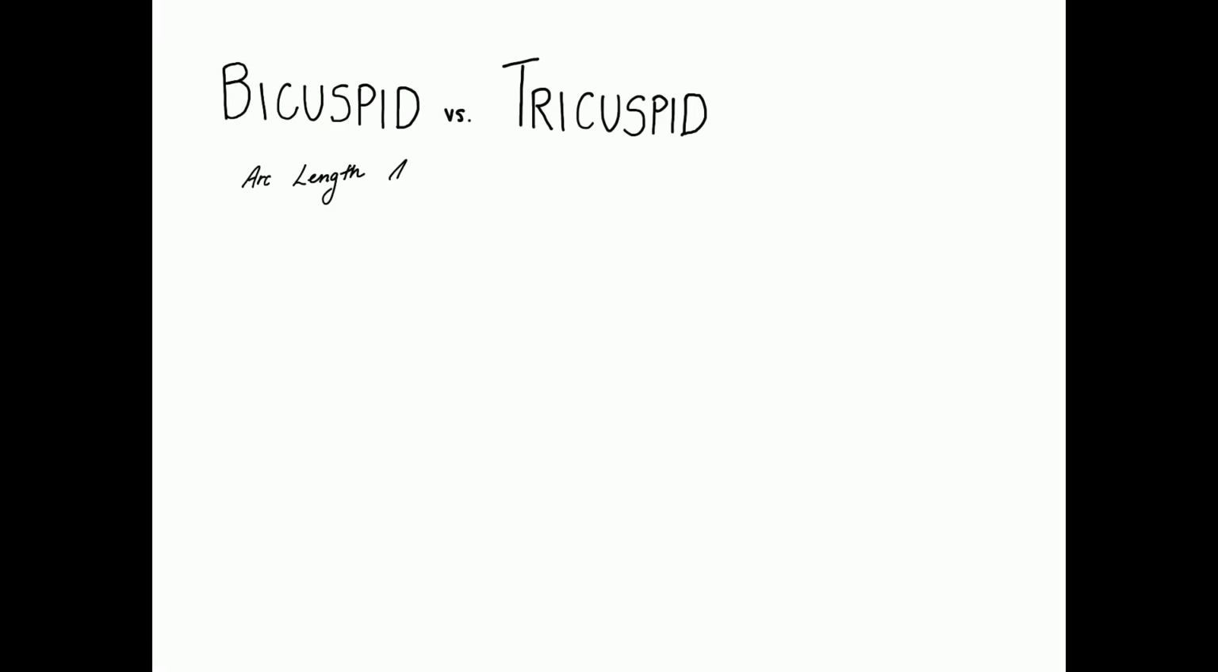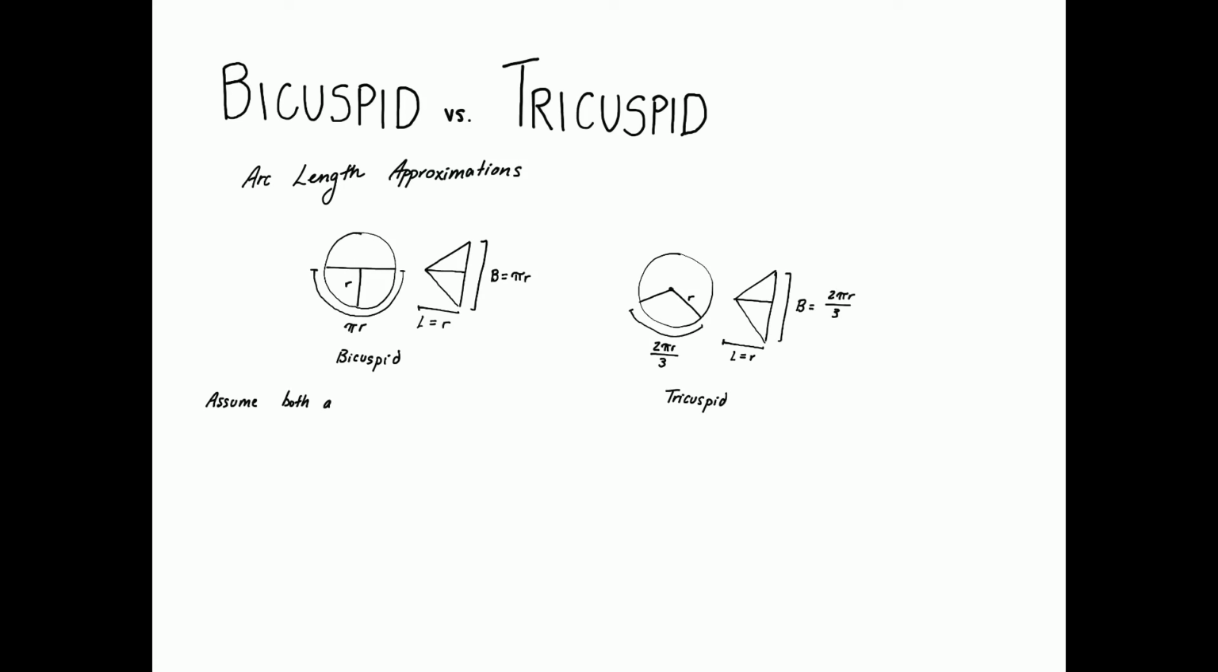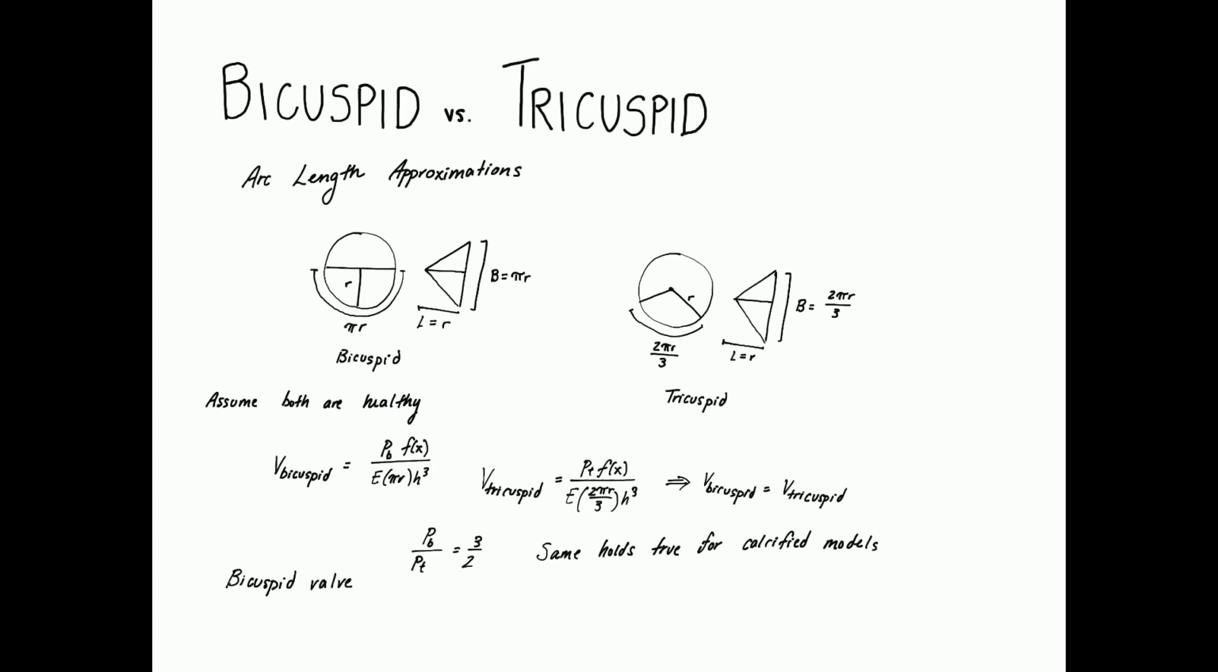We also examined the effects of bicuspid congenital defects on ventricular pressure. We approximate the valve width as the arc length of the circle and compare the deflections to find the relationship between bicuspid and tricuspid ventricular pressures.